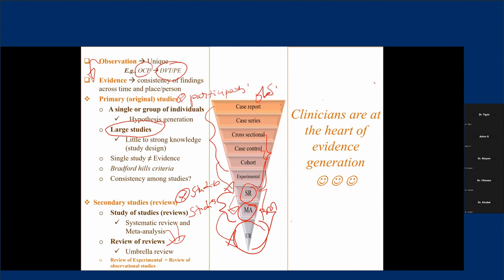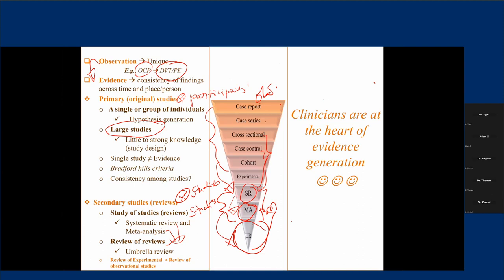And the thing is, that's why most clinicians write case reports, but they stop there. They write some new finding, they communicate that through a case report or case series, but they stop there and don't go to the further process of evidence generation when large-scale studies are conducted.